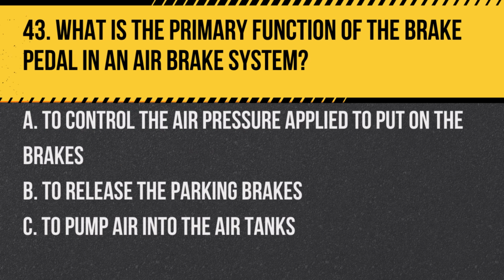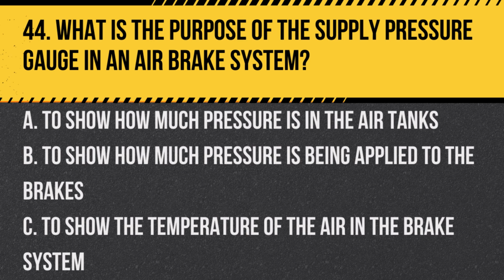Question 43. What is the primary function of the brake pedal in an air brake system? A. To control the air pressure applied to put on the brakes. B. To release the parking brakes. C. To pump air into the air tanks. Answer: A. To control the air pressure applied to put on the brakes. The harder you press the pedal, the more air pressure you send to the brakes, and the harder the brakes are applied.